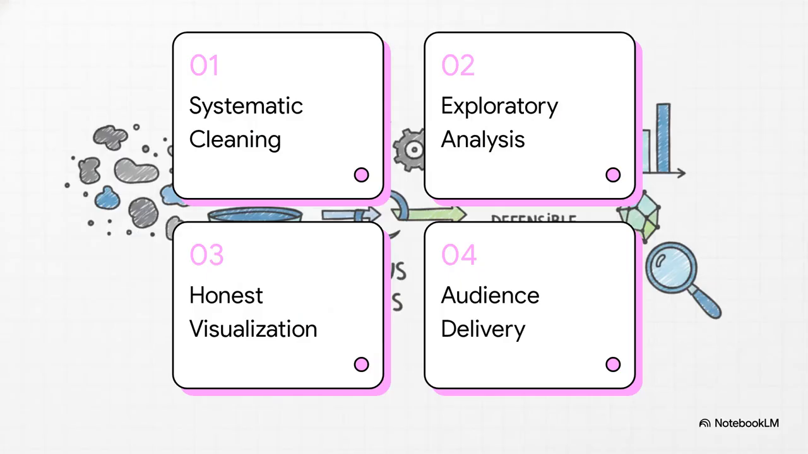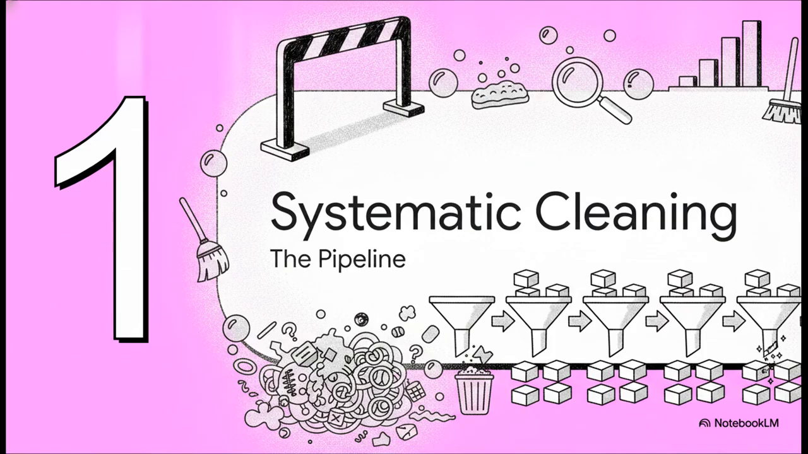So here is our strict 4-step syllabus for today. We'll start with the systematic cleaning pipeline, move into exploratory data analysis, look at honest visualization design, and finally wrap up with audience-adapted communication. These are the 4 critical hurdles raw data has got to clear. Starting right off with Step 1, the systematic cleaning pipeline.